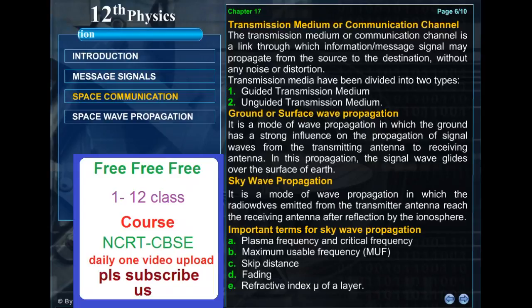Sky wave propagation. It is a mode of wave propagation in which the radio waves emitted from the transmitter antenna reach the receiving antenna after reflection by the ionosphere. Important terms for sky wave propagation: plasma frequency and critical frequency, maximum usable frequency (MUF), skip distance, fading, refractive index mu of a layer.